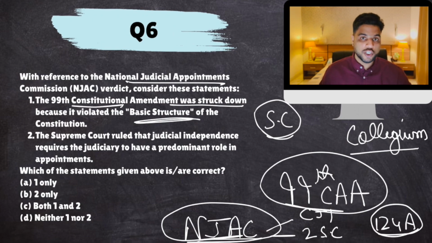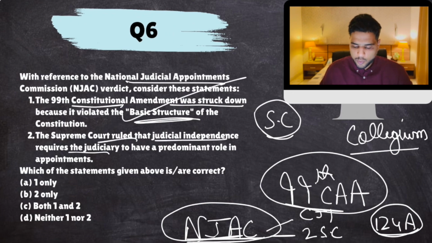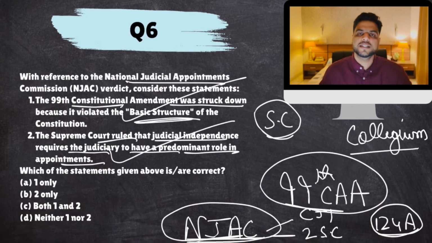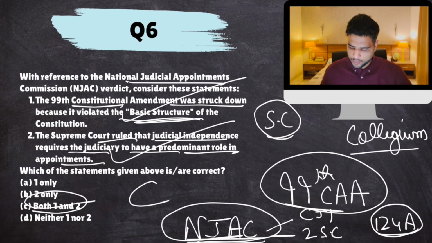And the 5-judge bench of the court ruled that NJAC, because it has members from the executive also, would harm the independence of judiciary. So on that basis, though this basis was criticized, it was struck down. The Supreme Court ruled that judicial independence requires the judiciary to have a predominant role in appointments. They said that NJAC does not give a predominant role to the judiciary, and by not giving it, independence of judiciary is harmed, and independence of judiciary is part of the basic structure. So this amendment is unconstitutional. So both are correct. Okay. Next.